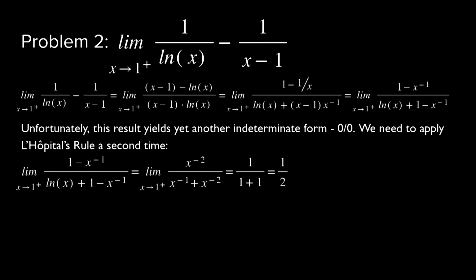And what we get this time is x to the negative 2 over x to the negative 1 plus x to the negative 2. Plugging in 1, we see that it's going to be equal to 1/2. So this limit will evaluate to 1/2 as x approaches 1.